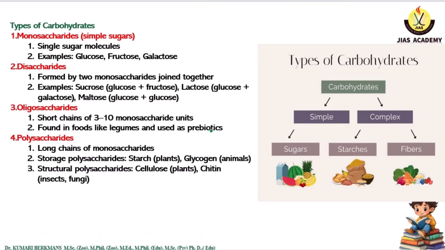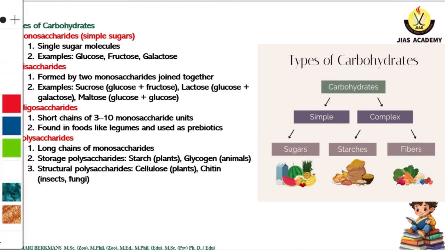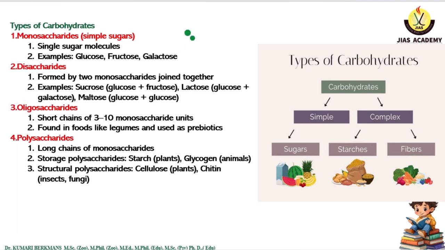What are the types of carbohydrate? There are 4 different types of carbohydrate. The first one is monosaccharides, then disaccharides, oligosaccharides, and polysaccharides. From the name itself, you come to know that monosaccharide is a simple sugar molecule, a single sugar molecule. Glucose, fructose, and galactose are the examples.